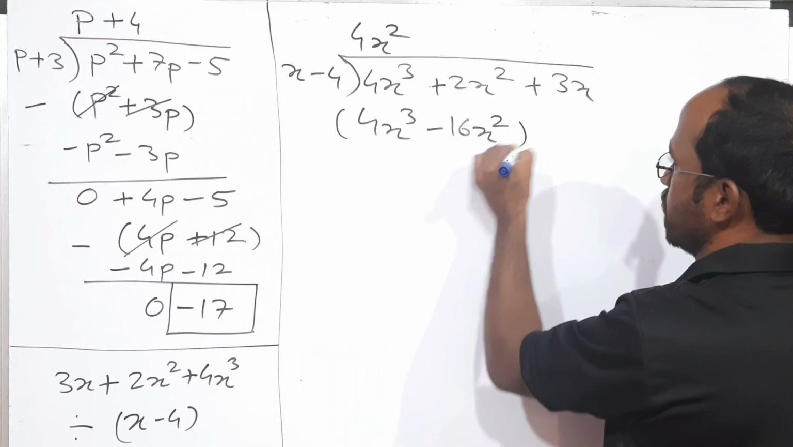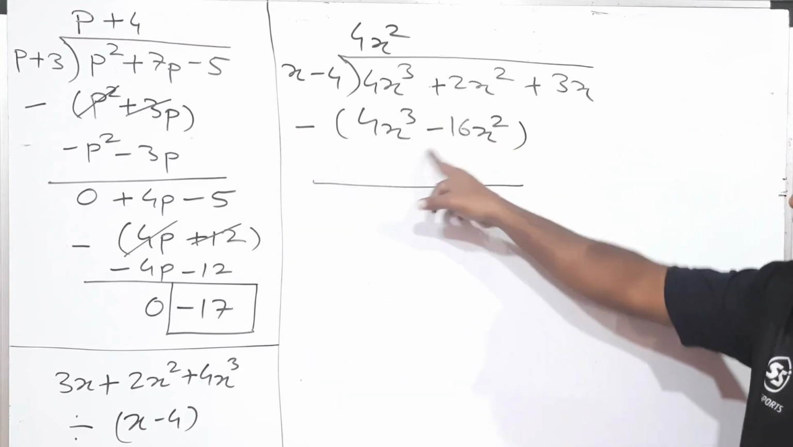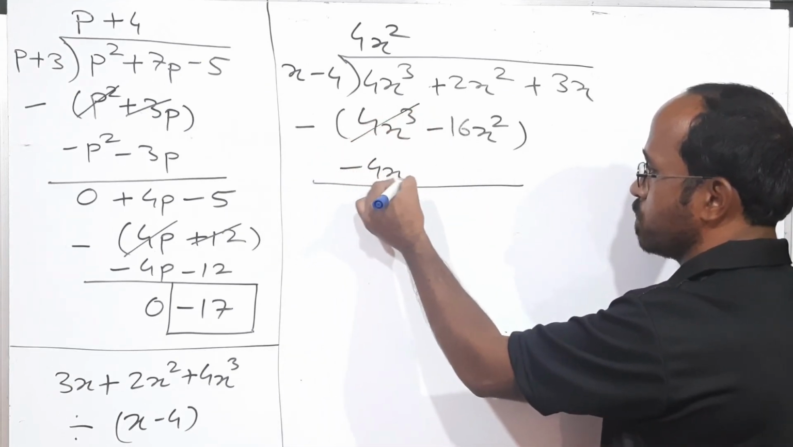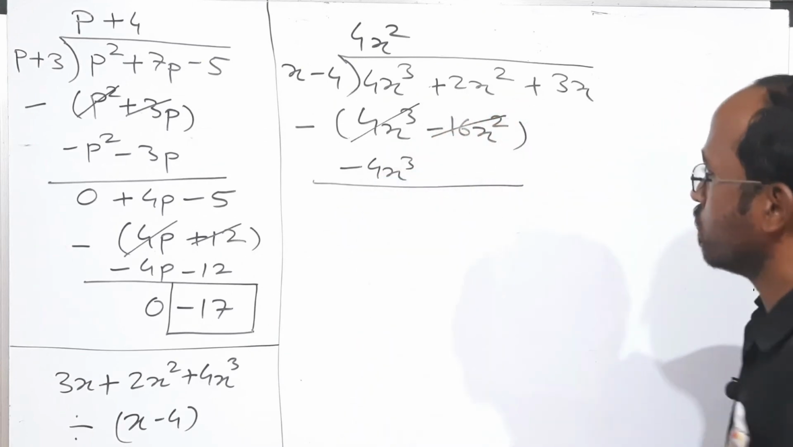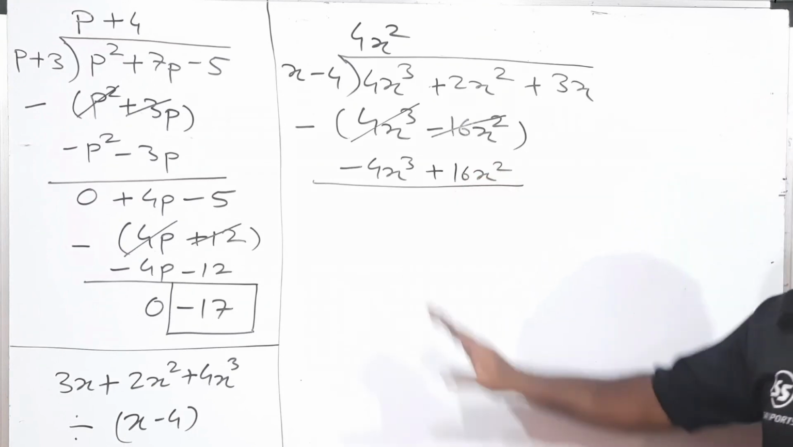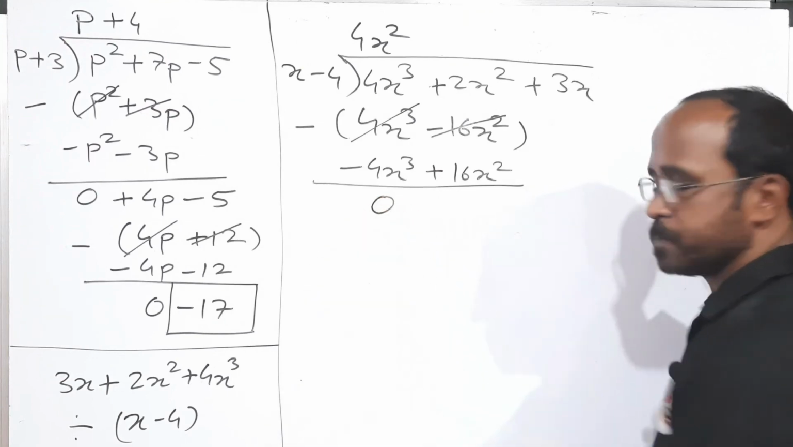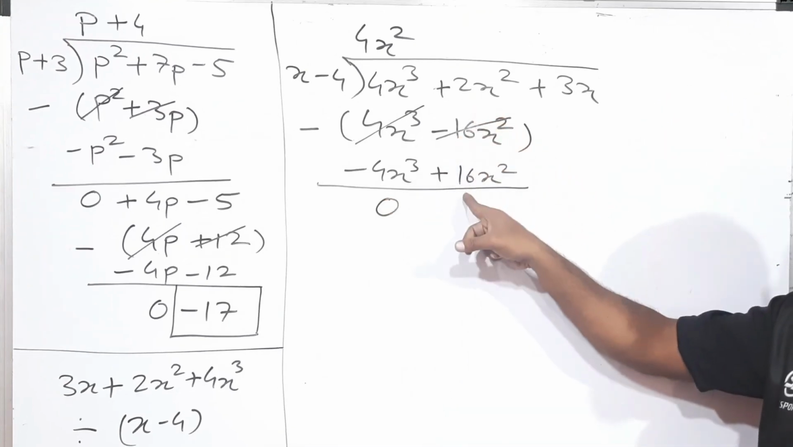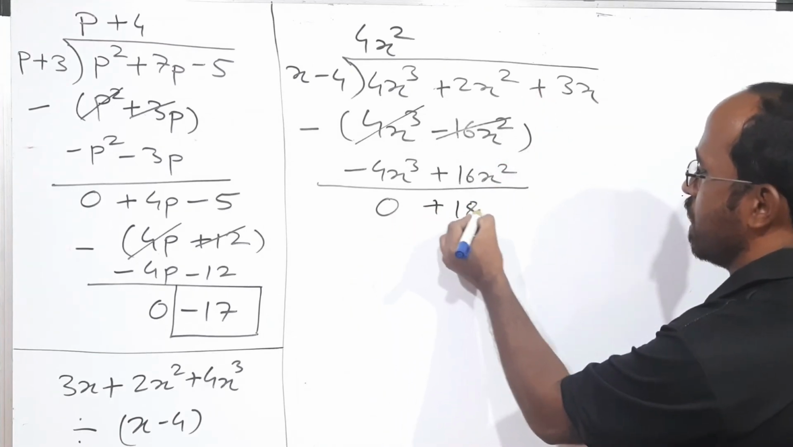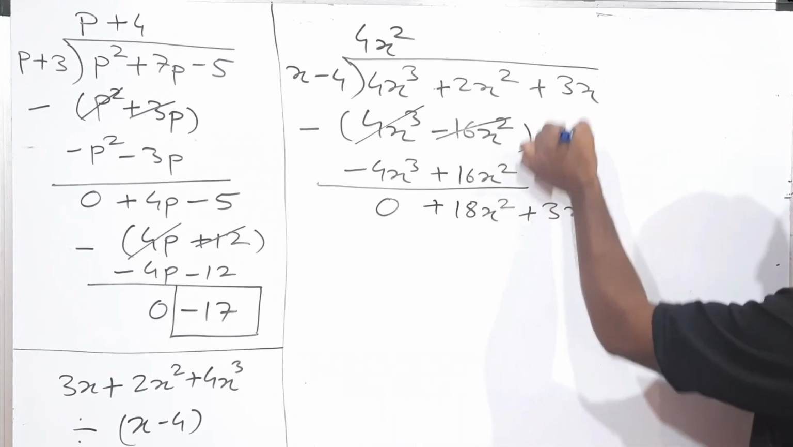So let's subtract. While subtracting, the symbol outside the bracket is negative, so the symbol of the terms inside the bracket will change. This plus 4x cube will turn into minus 4x cube. Minus 16x square will change into plus 16x square. Okay, now plus 4x cube minus 4x cube, 0. 2 plus 16, 18. Plus 18x square plus 3x. This 3x I brought down.